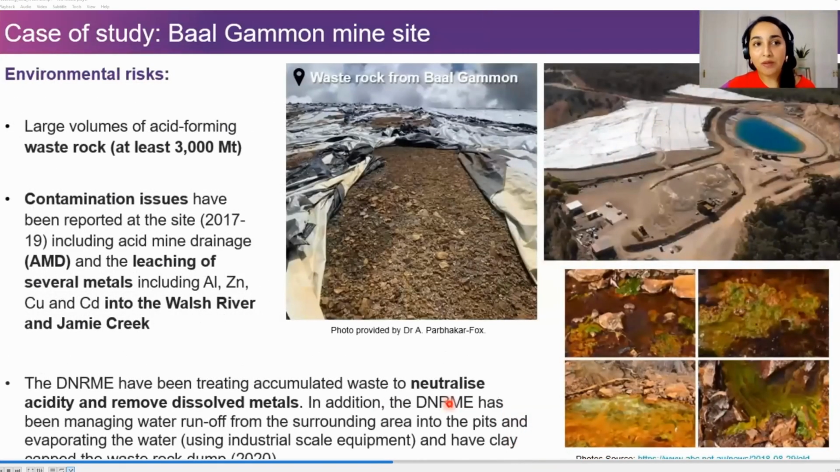Okay. In terms of environmental risks, as I mentioned, Queensland State has at least 3,000 million tons. And of course, Balgamon is a huge mine site with a large volume of acid forming waste rock. Here is a picture specifically of the waste rock from Balgamon.